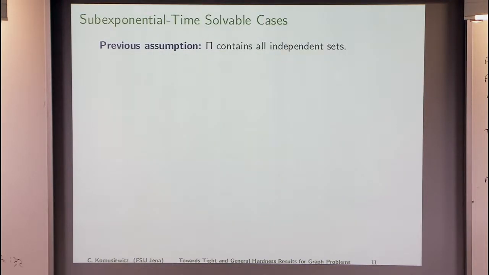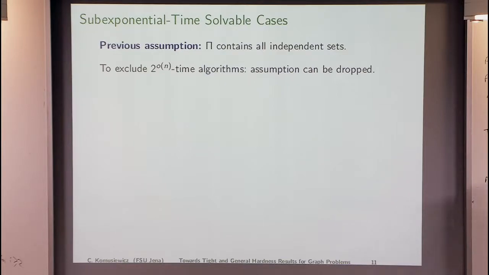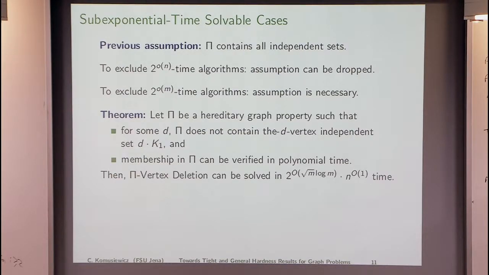Okay, so what if pi doesn't contain all independent sets? To exclude 2 to the little o of n time algorithms, we can just do the trick of complementing what we have, because every graph class either contains all independent sets or all cliques. So this is fine, but for 2 to the little o of m time algorithms, it doesn't work. We cannot get this bound. And the point is very simple.